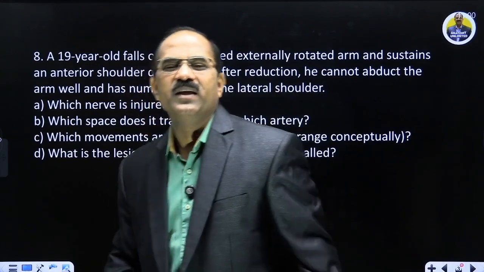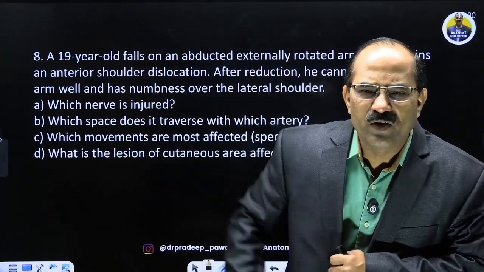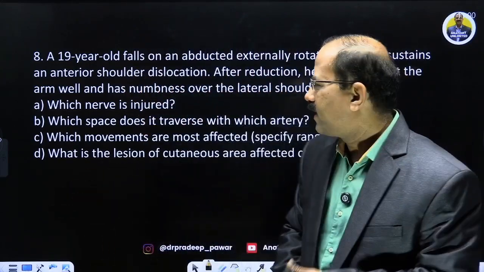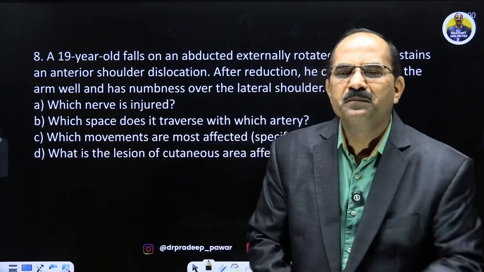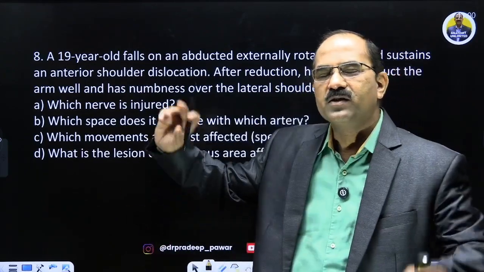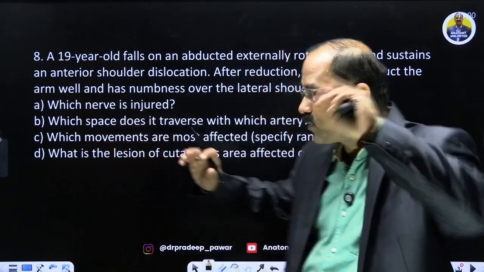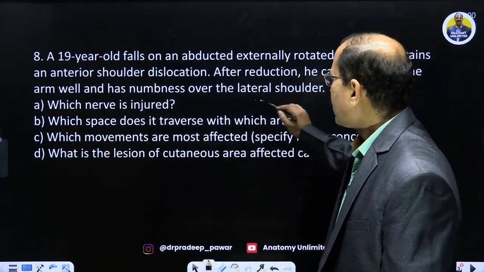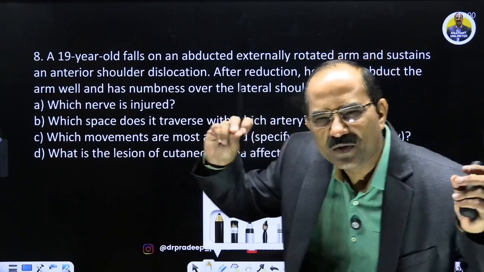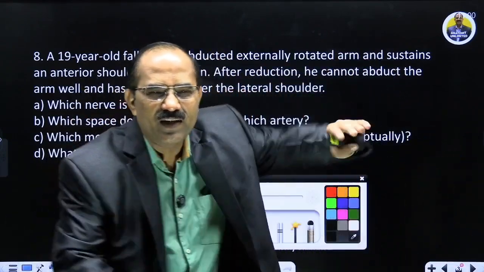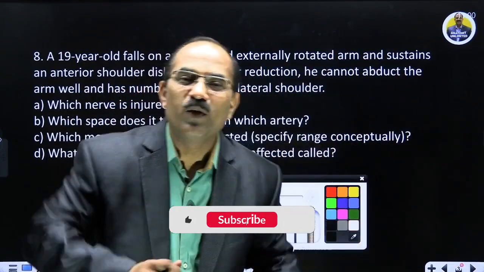After reduction, he cannot abduct the arm and has numbness over the lateral shoulder. Lateral aspect पे numbness है. Abduction is lost. Abduction कौन करता है? Abduction of the arm as well as numbness on the lateral shoulder. Does anything click? Sensation on the lateral aspect of the arm is lost along with abduction.